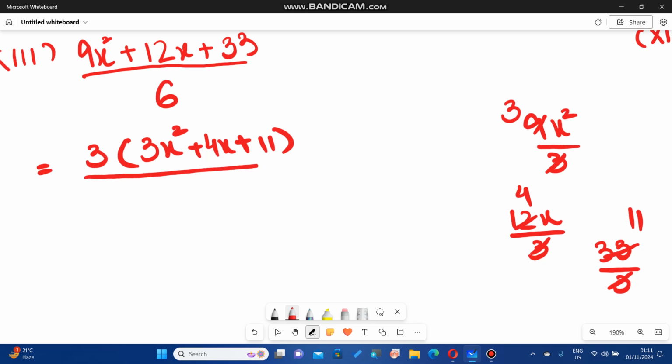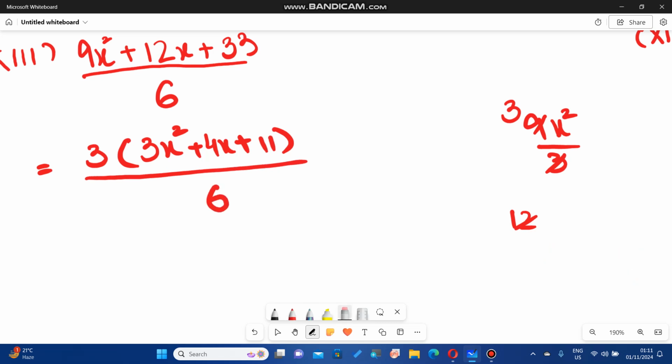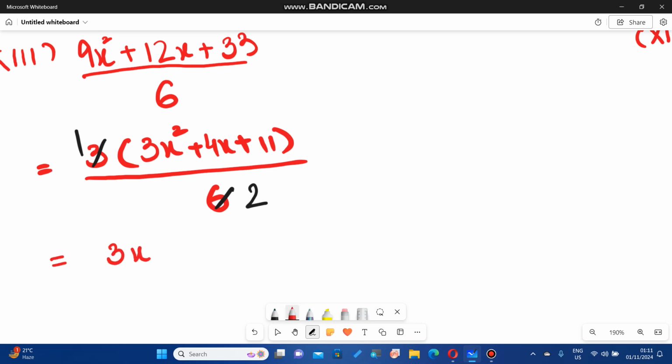divided by 6. Now this 3 is being timed with the whole term, that is 3x squared plus 4x plus 11, divided by 6. We can cancel this 3. 3 times 1 equals 3 and 3 times 2 equals 6. What is our answer? Our answer is 3x squared plus 4x plus 11 divided by 2.